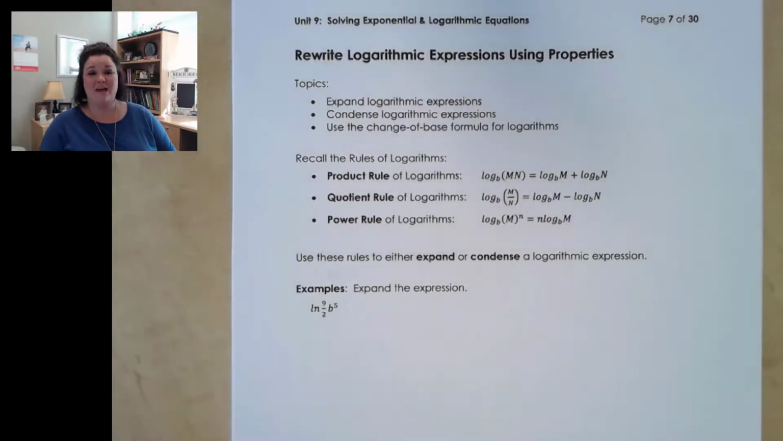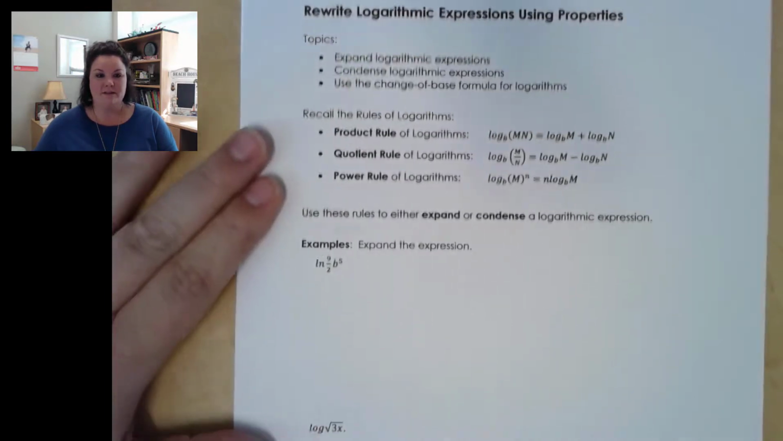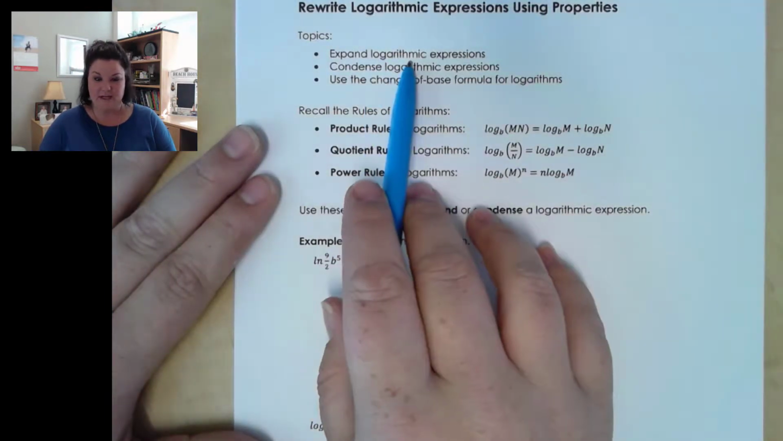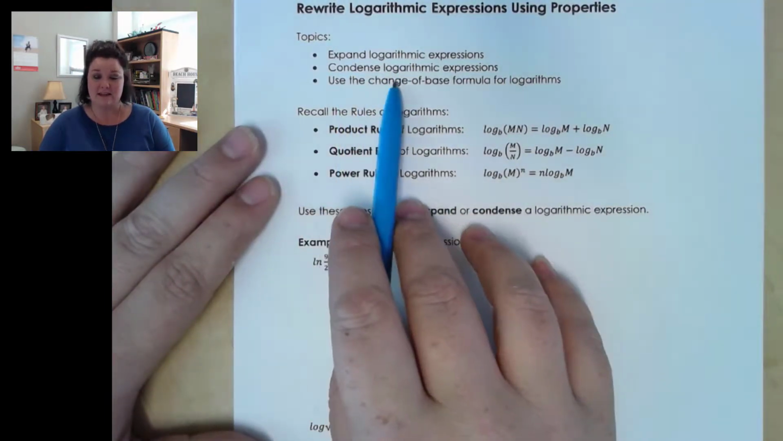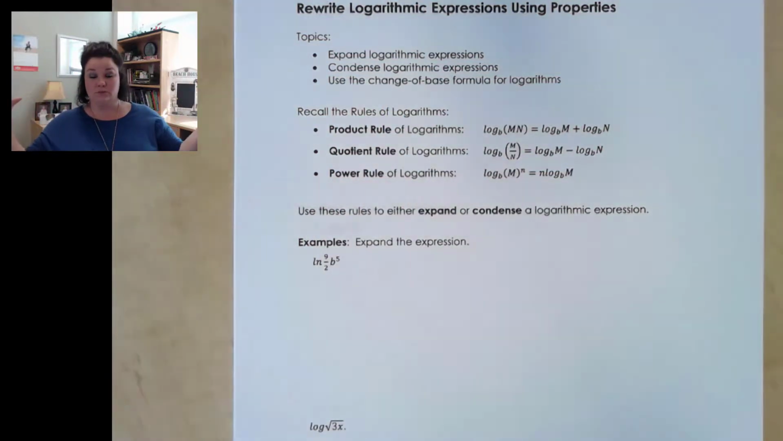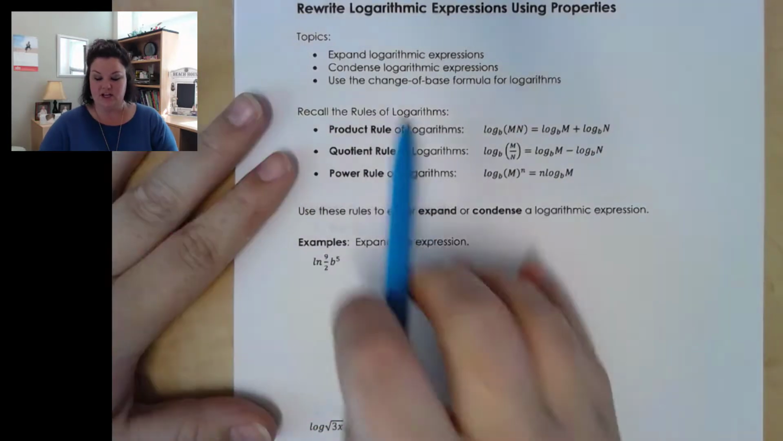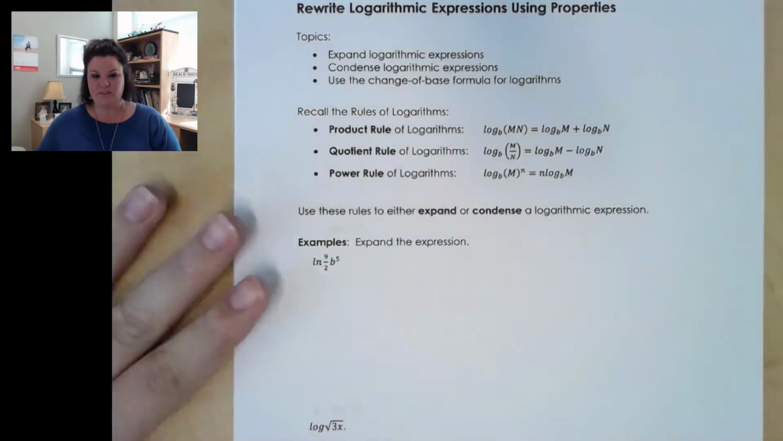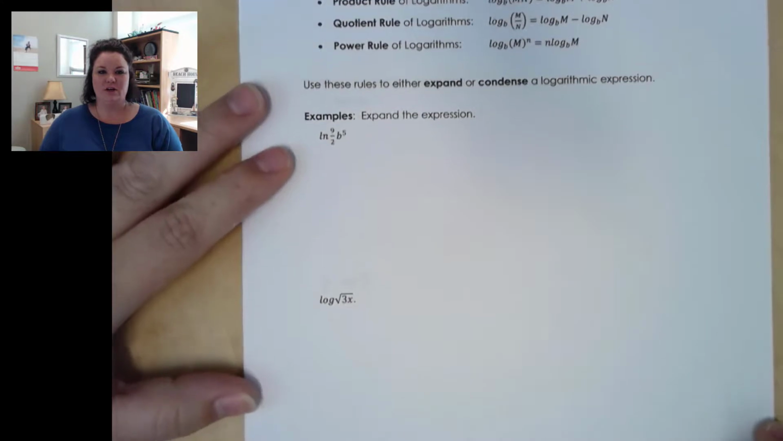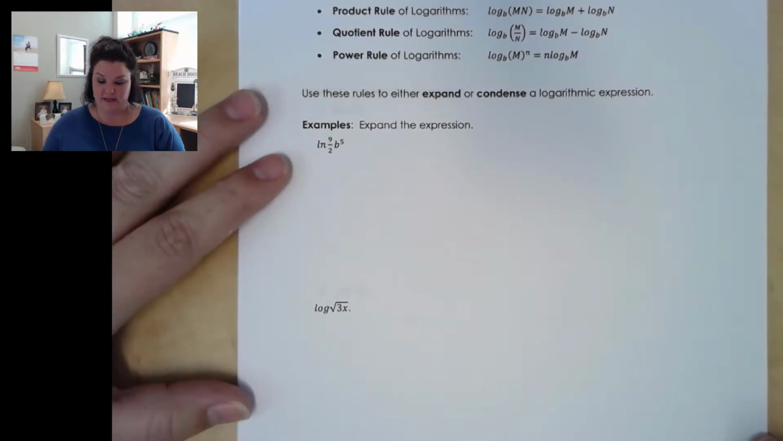All right, so we are going to go ahead and jump into the second section in Unit 9, which is rewriting logarithmic expressions using the properties that we just talked about in our last section, okay? So our topics here are going to be expanding logarithmic expressions, condensing them, so either writing them as multiple terms or taking multiple terms and writing them as just one, and then we're also going to look at the change of base formula, okay?